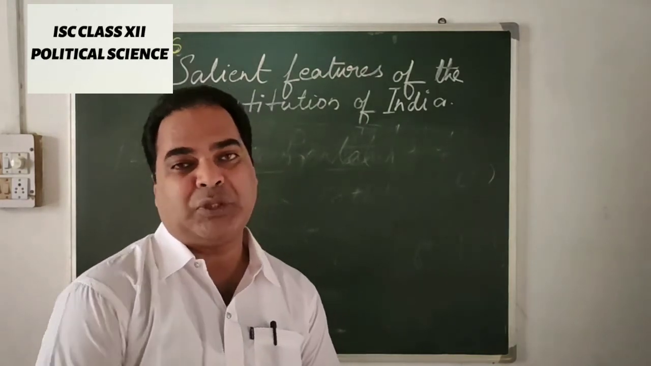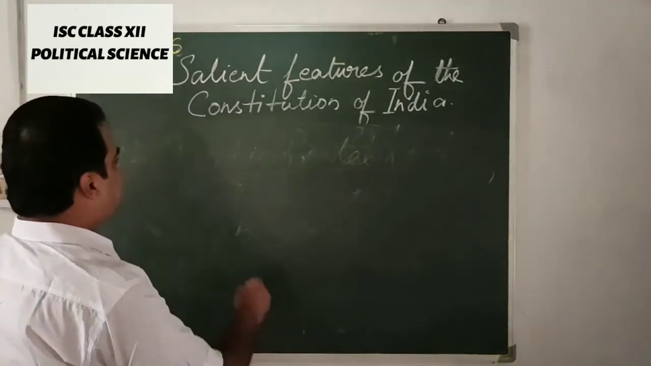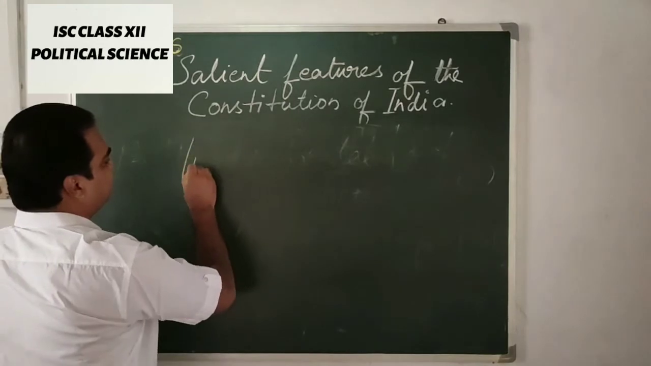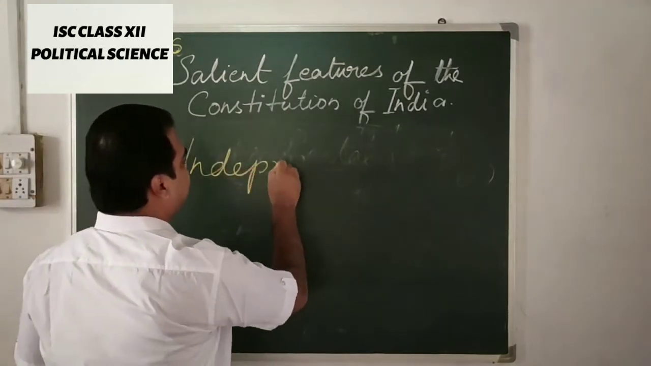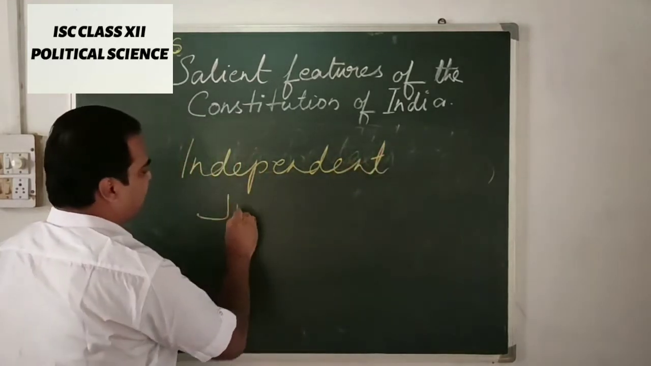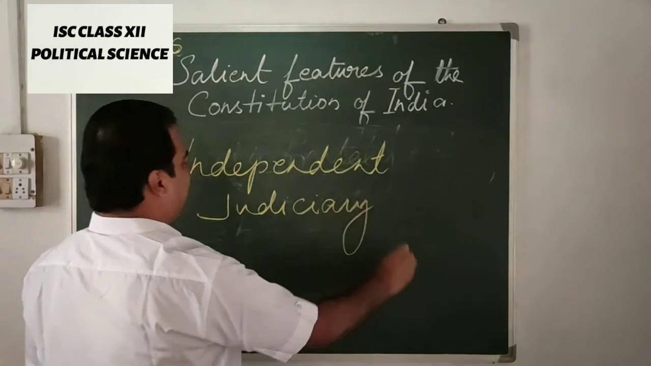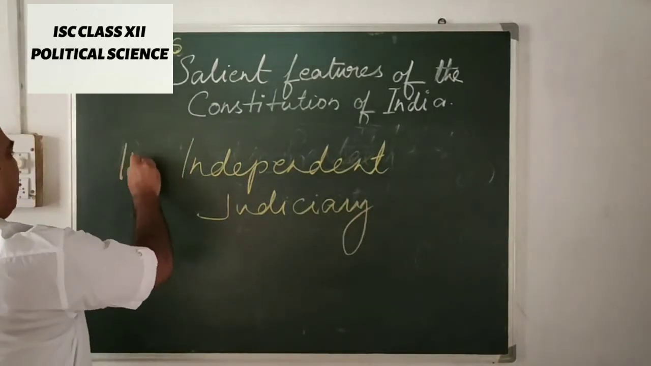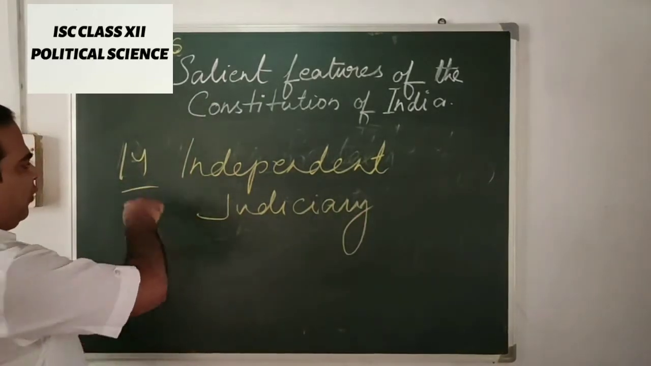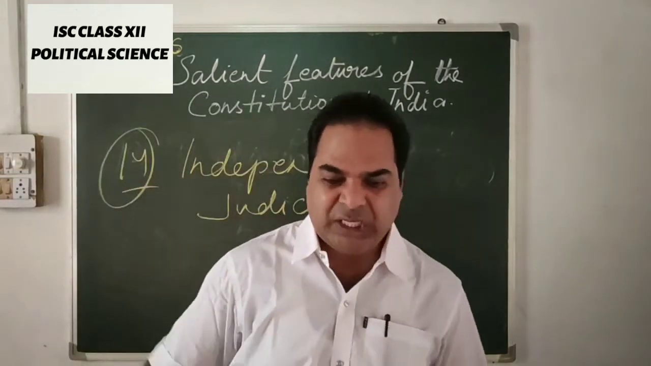single independent judiciary. We have one single independent judiciary. Our judiciary is independent. Point number 14, I think so. I forgot it. So which number? So independent judiciary. Our judicial system.